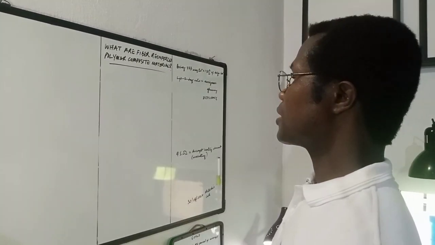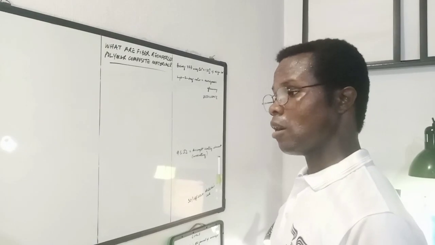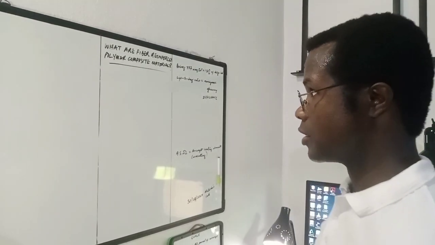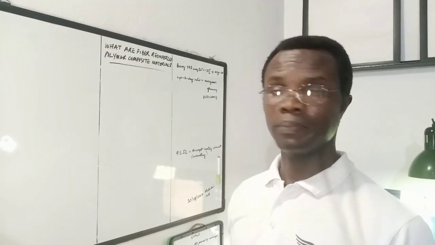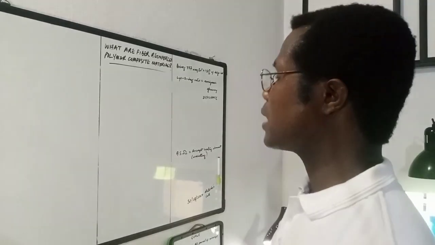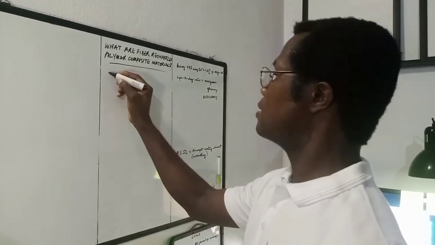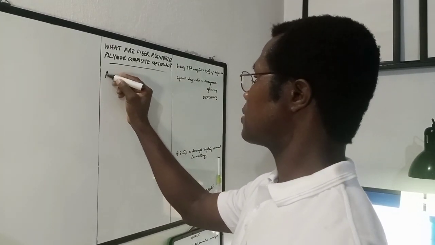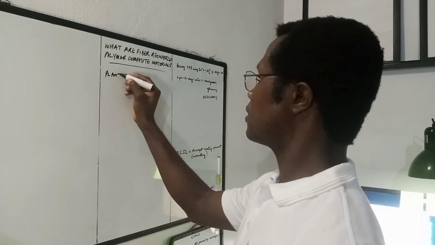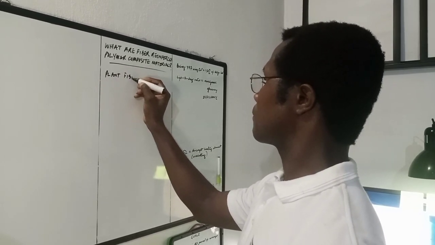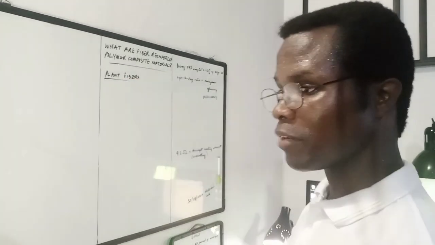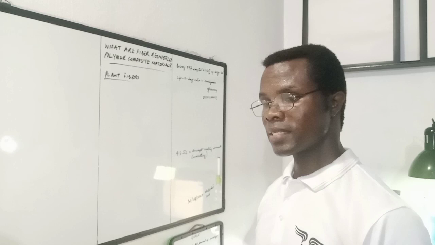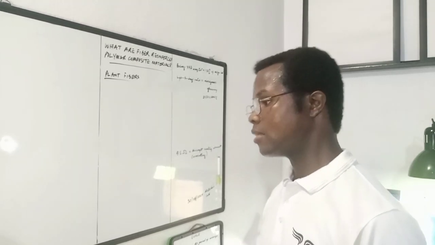In this video, I'm going to continue the previous discussion on fiber reinforced composite materials. What are they? So this is part 2. Now we were speaking about plant fibers in the last video. And I mentioned that plant fibers were fibers extracted from plants.